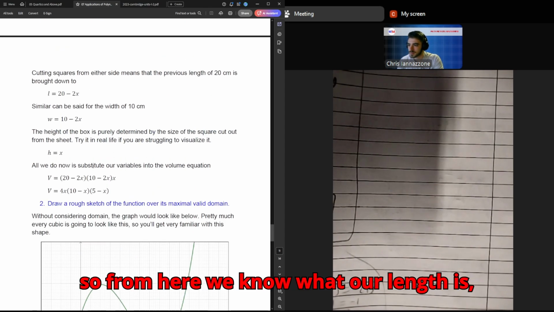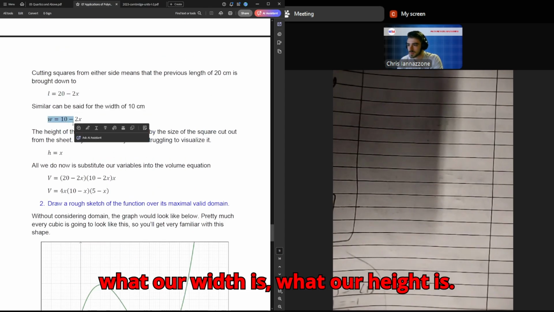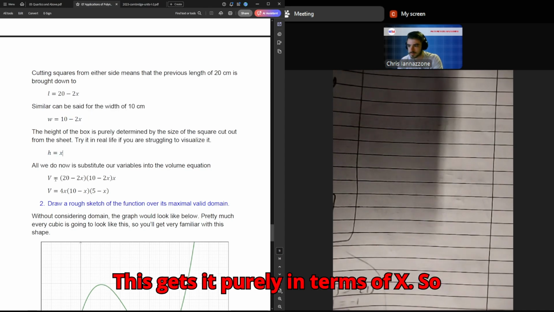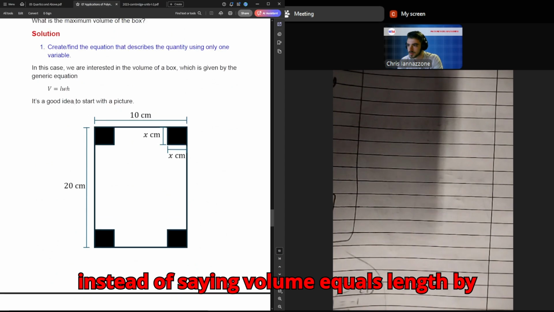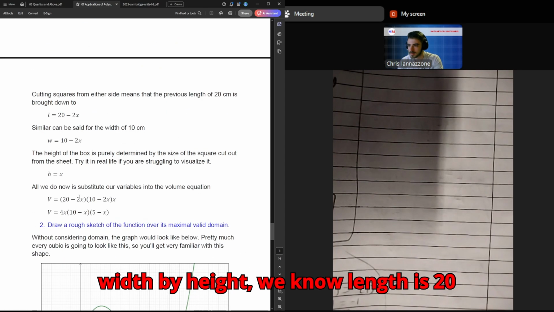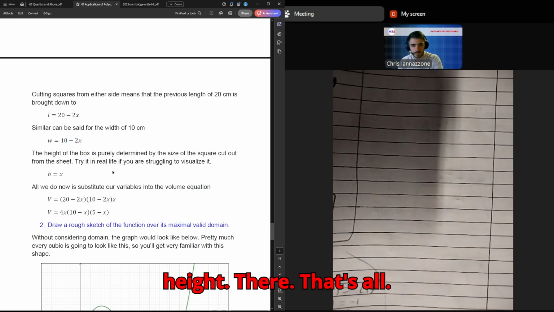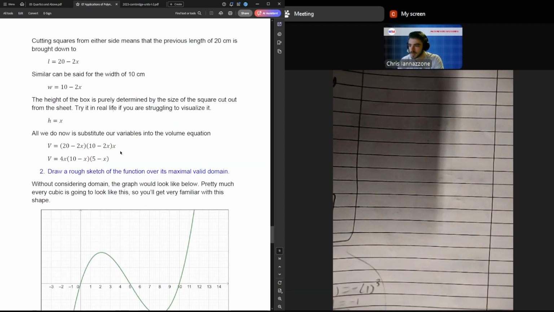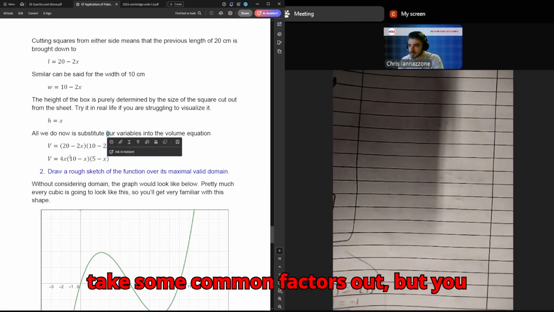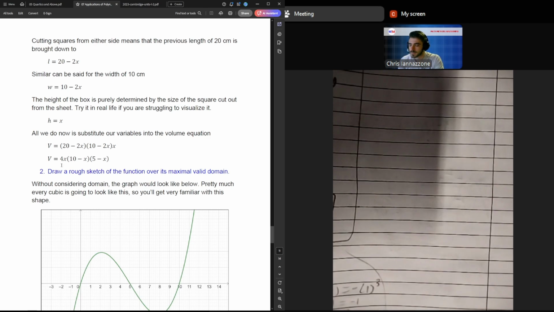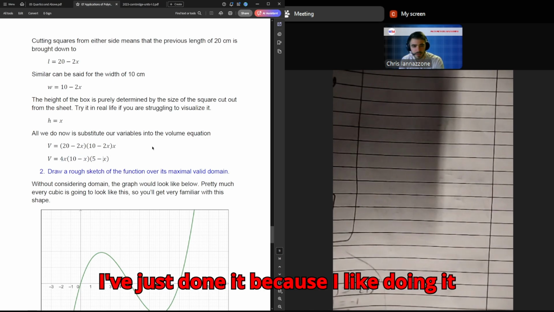Okay, so from here, we know what our length is, what our width is, what our height is. This gets it purely in terms of x. So instead of saying volume equals length by width by height, we know length is 20 take 2x, so we put it there. Width, there. Height, there. That's all. I've done a bit of factorizing just to take some common factors out, but you don't really have to do that necessarily. I've just done it because I like doing it that way instead.